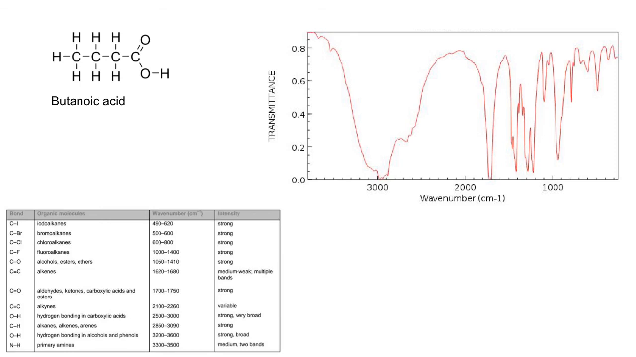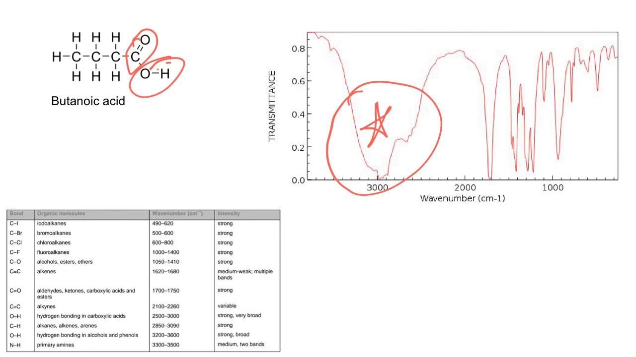All right, our last example here is butanoic acid. So this is an example of a carboxylic acid. We have that C double bond O and the OH. And you can see this really broad, big peak here around the 3000 range. And you also get this really strong peak here around the 1700 range. And so both of those correspond to and fit the data for a carboxylic acid. You've got this one here, and you've got the carboxylic acid one here.